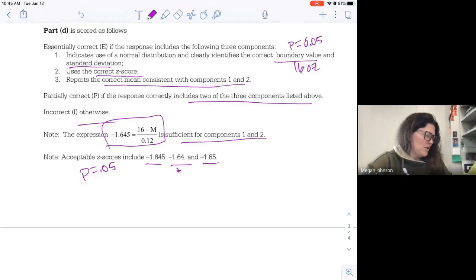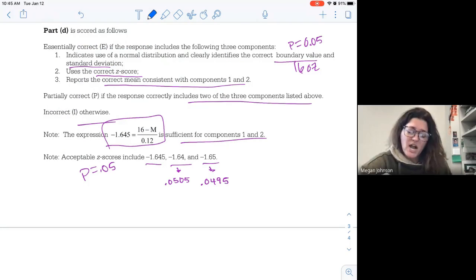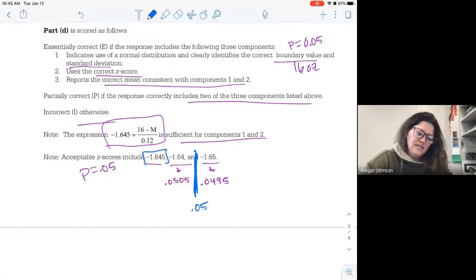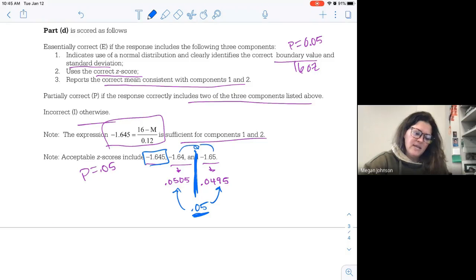Here's the z-score for negative 1.64, 0.0505. Here's the z-score for negative 1.65, 0.0495. It is literally smack dab in the middle. This does not happen on the z-table very often. It is literally exactly in the middle of the two. So while this is not a z-score that's given to you on your table, the fact that this is exactly between those two, that means you can go exactly between those two.